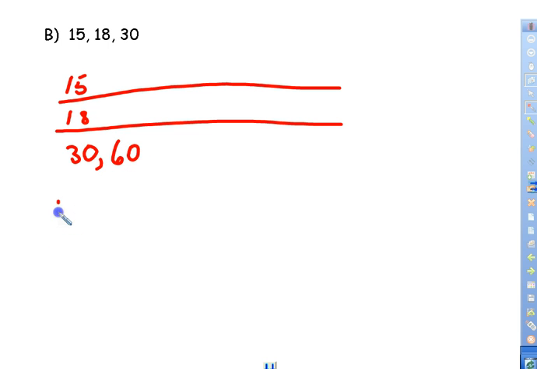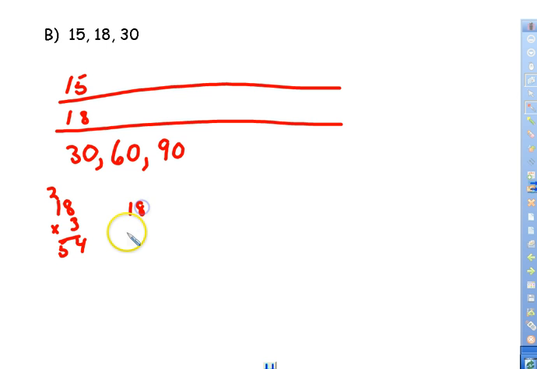Well, if you're not sure, go over here and do 18 times and take a little guess at it. And I would say maybe 3 times, which is 24. And that then gives me 54. So that's not going to work. That doesn't go into it. So the next multiple would be 90. 15 goes into 90 equally.